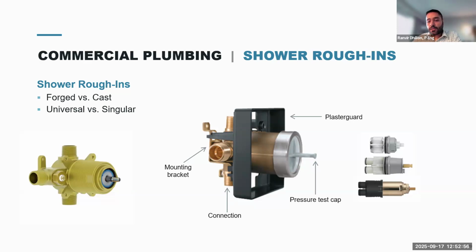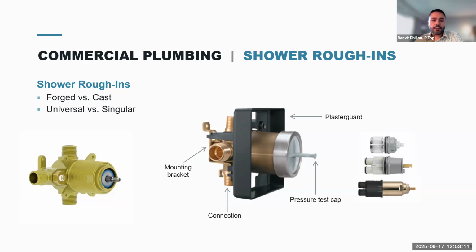And depending on the manufacturer, valve rough may include special features to simplify the installation. For example, a mounting bracket provides secure placement, so it's not dangling around in the wall. A pressure test cap allows for air or water testing before the valve cartridge is installed.